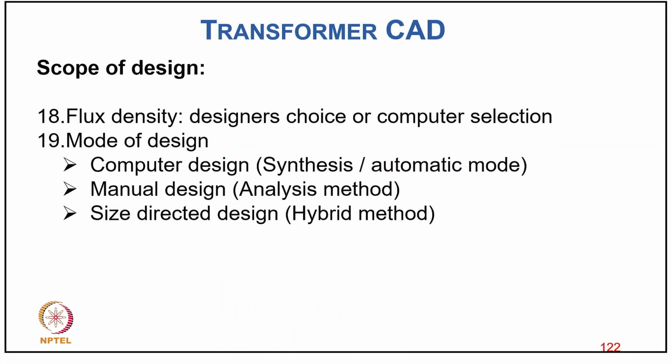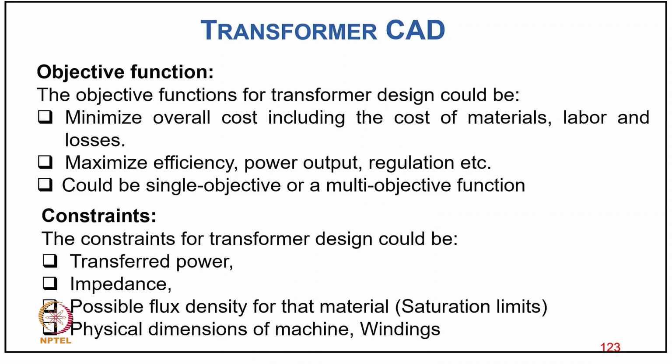Now flux density, like designer choice or computer selection, and mode of design, like computer design synthesis or automatic mode, or manual design by analysis method, or size directed design by hybrid method. Now coming to the objective function: the objective functions of transformer design could be to minimize the overall cost, including the cost of material, labor and losses, or maximize efficiency, power output or regulation, and could be a single objective or multiple objective function.